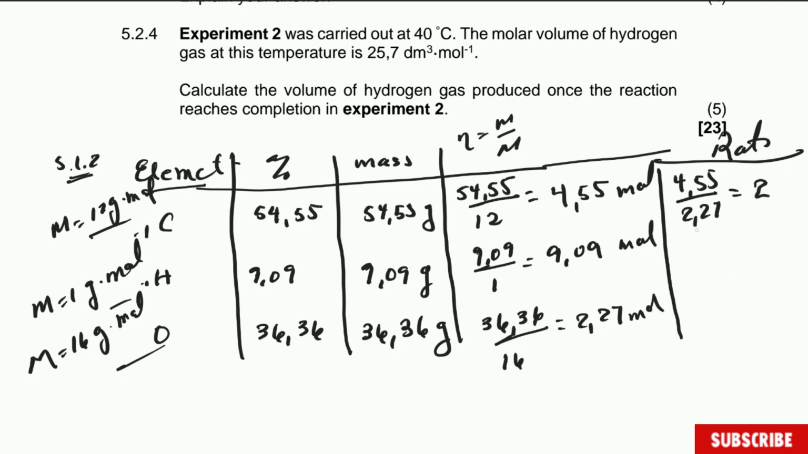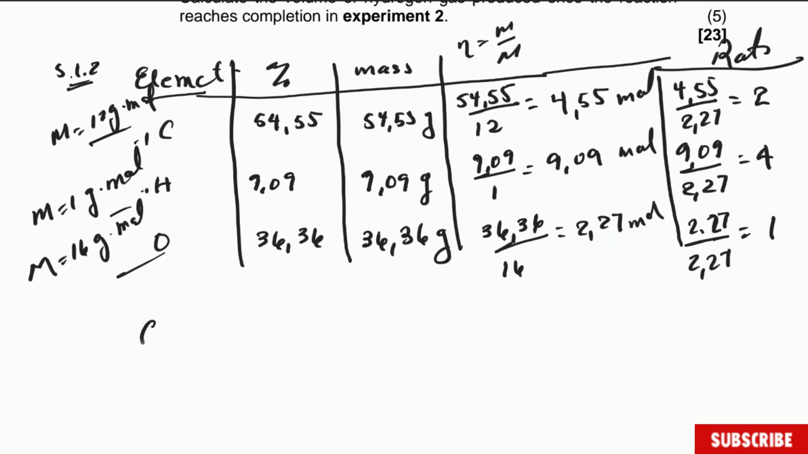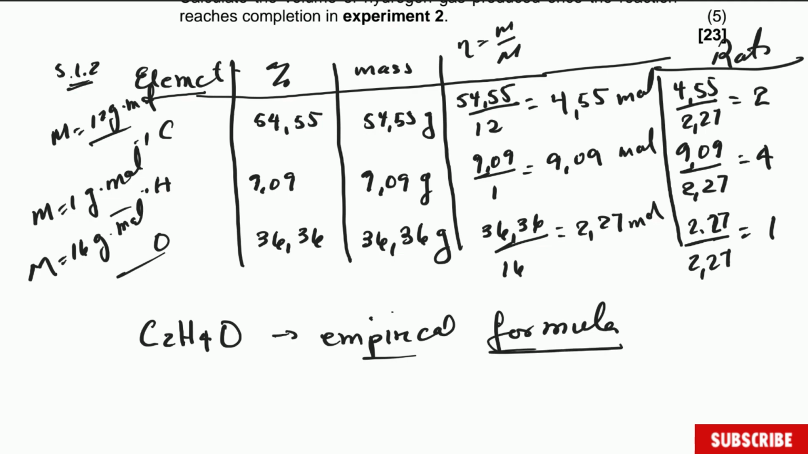The next one is 9.09 divided by 2.27, and that will give me 4. And then the last one is 2.27 divided by 2.27, and that will give me 1. Okay, so the empirical formula is going to be C2H4O1. That is the empirical formula. Alright, now quite simple.